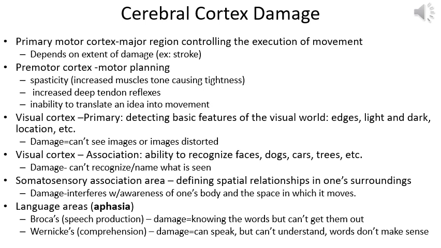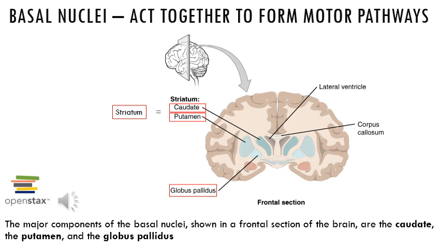So be prepared. Okay, our present slide, basal nuclei act together to form motor pathways, is important from the standpoint that it's going to allow us to understand exactly how we integrate all this information from our cerebral cortex. But the thing is I'm not going to ask you specifics on this slide. So this is what I want you to understand.